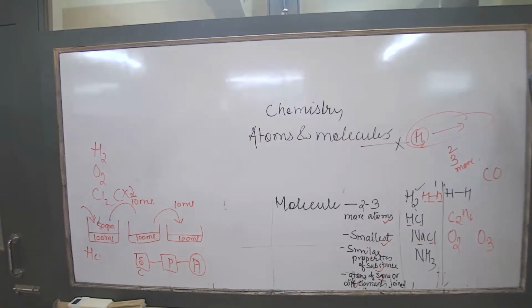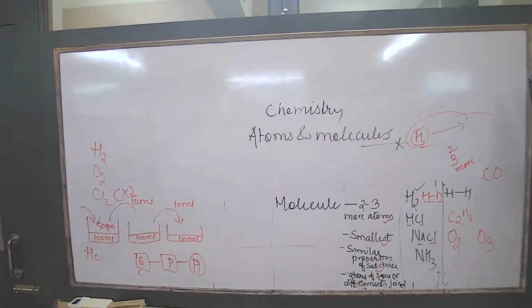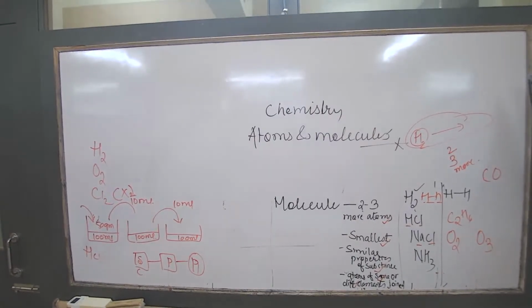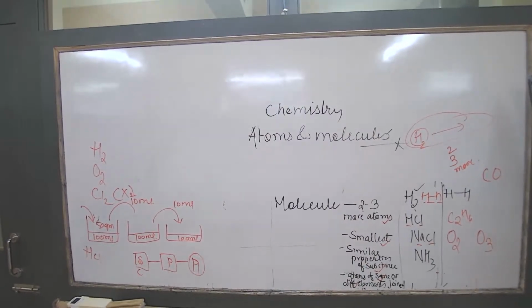Then next one phosphorus, tetraatomic. Tetra means how many? 4. Okay, tetra means 4, and more than 4 it will go under poly. So they contain many. Poly term का मतलब ही many. Okay, so next one sulfur, polyatomic. चलो अभी next part में आ जाओ.